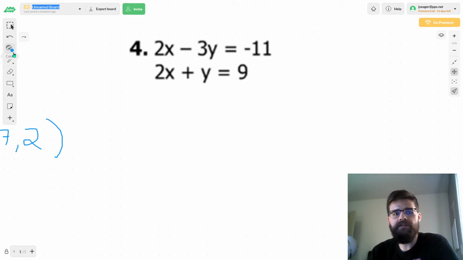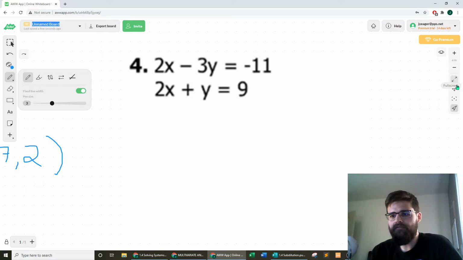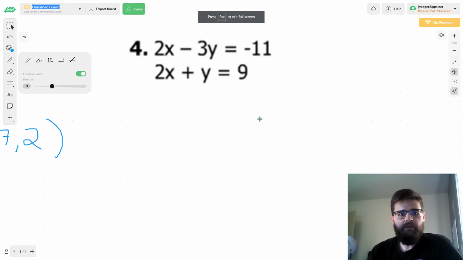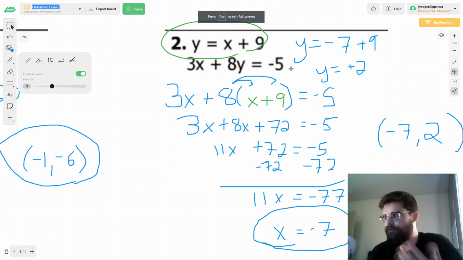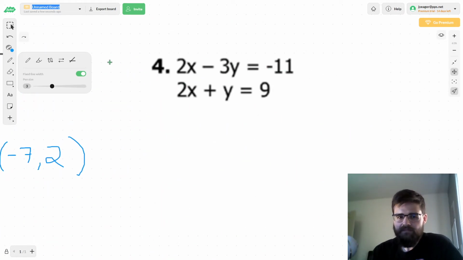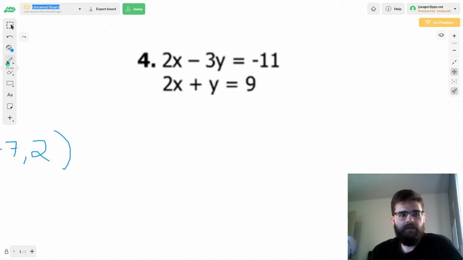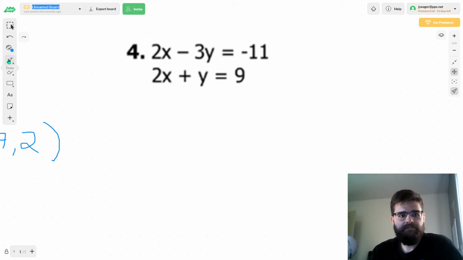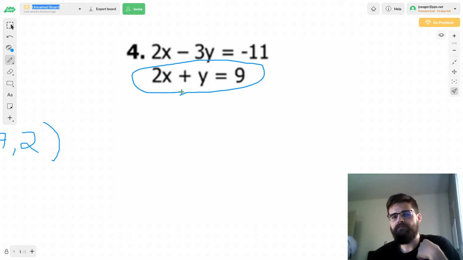All right, one more, and this is where things get a little more complicated. In all the other examples, we started out with y equals something, or x equals something. We don't have that here. There's no variable standing by itself next to an equal sign, so we've got to make that happen. Okay, we've got 2x plus y equals 9. But we don't have y by itself, so we need to force that to happen.